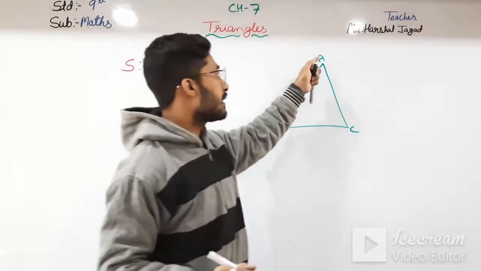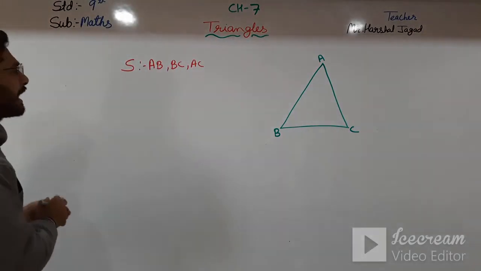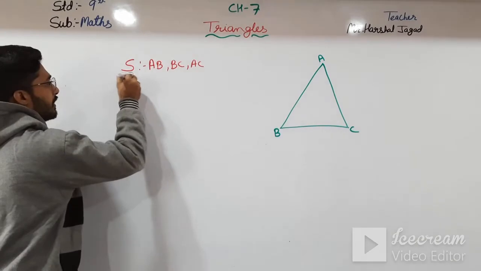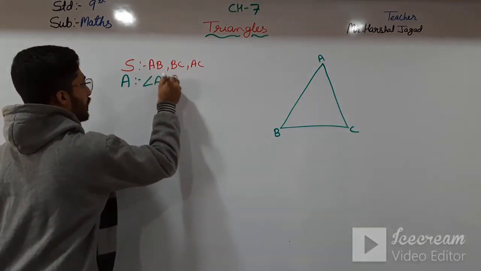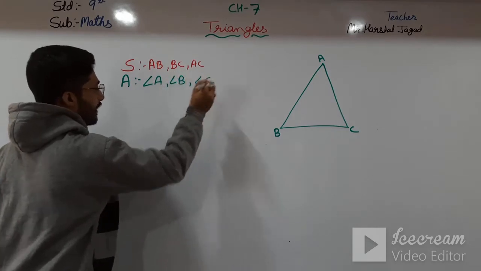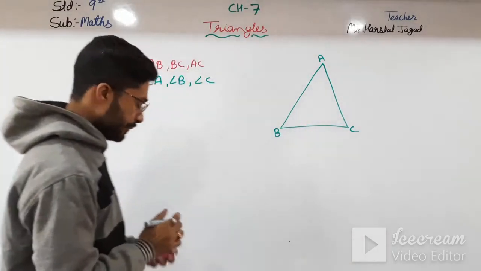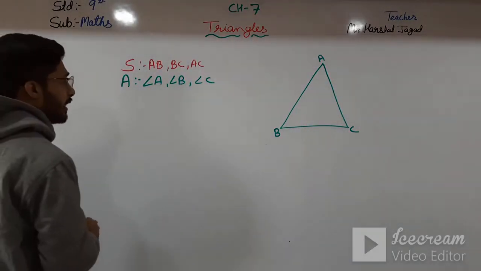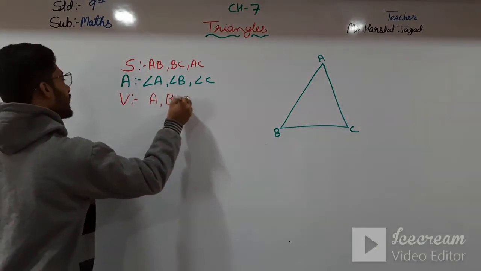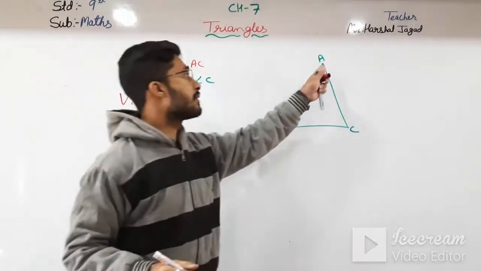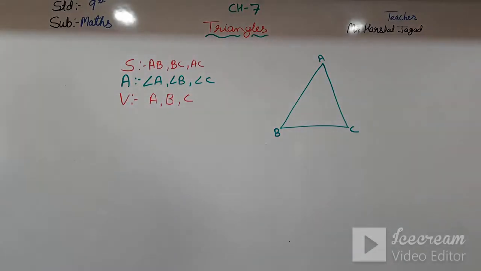So these are the three sides, and then the three angles. That is angle A, angle B, and angle C. Then the vertices, that is A, B, and C. These points 1, 2, 3. Okay, so these are the vertices.